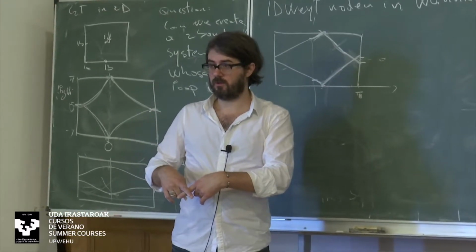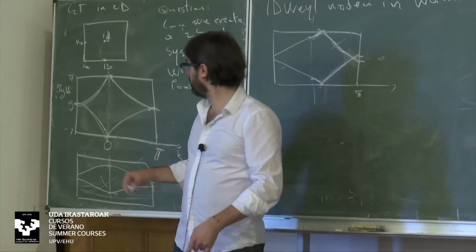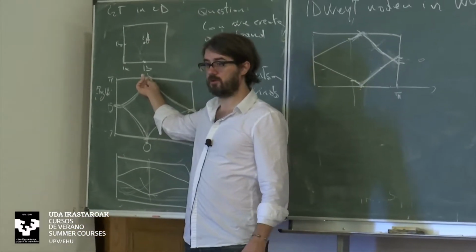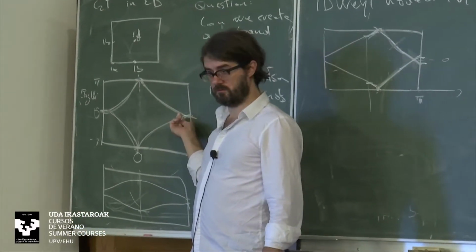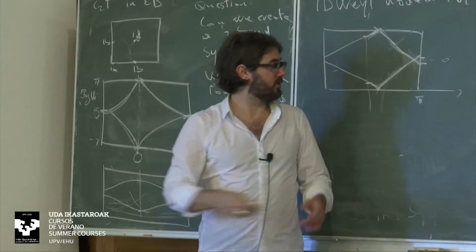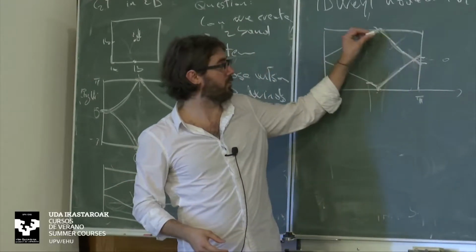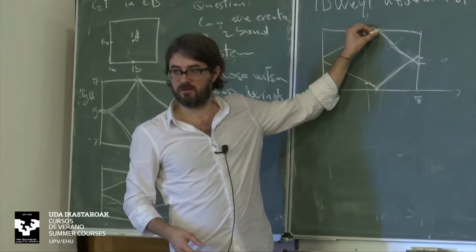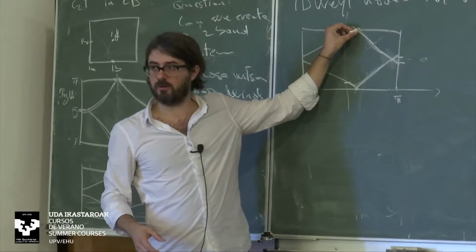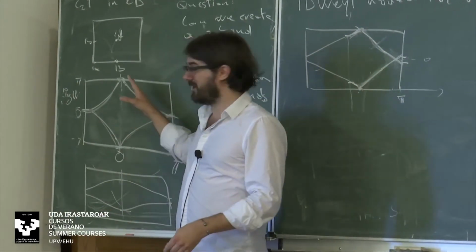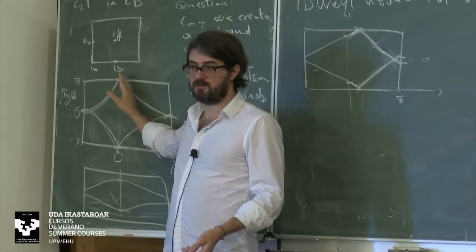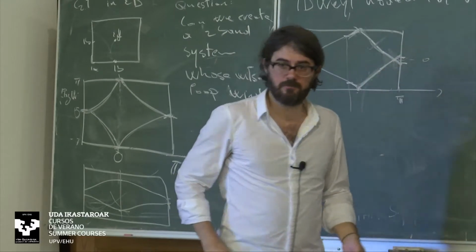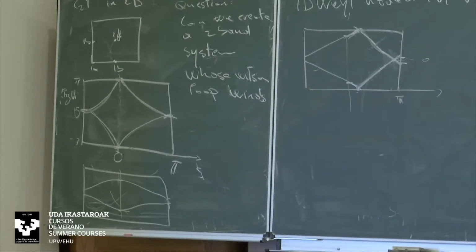Which one? In the vertical, the crossings are individual. There's 1 crossing here. 1 crossing here. Agreed? There's 1 crossing here. 1 crossing here. Agreed? Okay, good. It's just that the crossing doesn't need to stay at the high symmetry point. Okay? Any more questions? Yes.